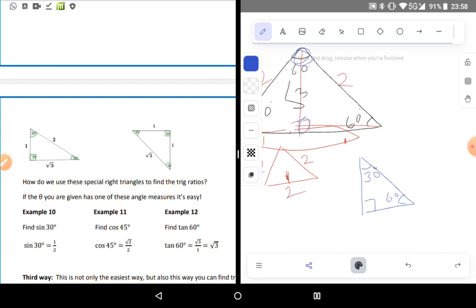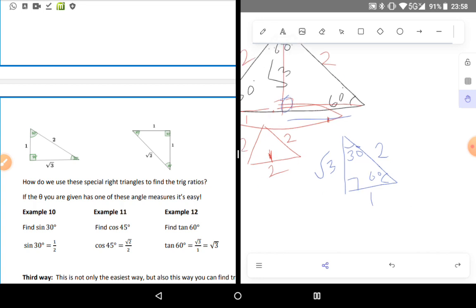As you can see here the length is still 2, so I put the 2 here, and the length from here to here is 1, as I said, it is shared between the two. And here, like I said, we are going to have root 3. So this is half of this equilateral triangle that I pulled out.